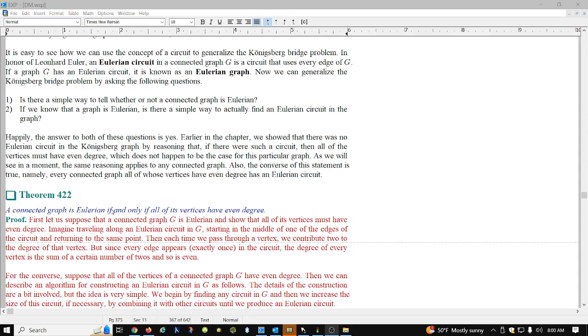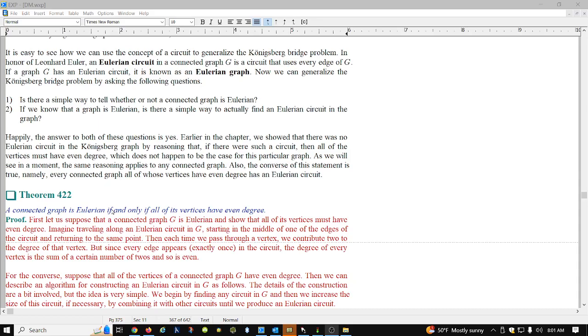Well, just imagine traveling along an Eulerian circuit in G, and let's start at the middle of one of the edges, not at a vertex. It might be a little simpler to see what's going on. And then we're going to return to that same point. Each time we pass through a vertex, we contribute 2 to the degree of that vertex. We come into the vertex on one edge, we leave the vertex on a different edge, so we contribute 2 to that degree.